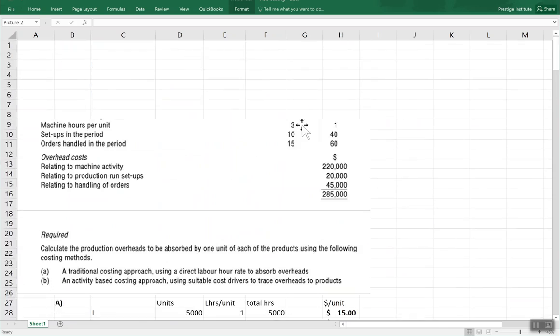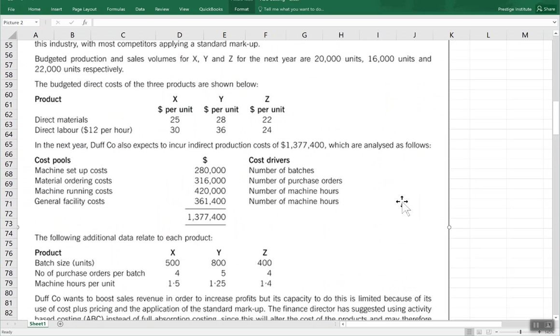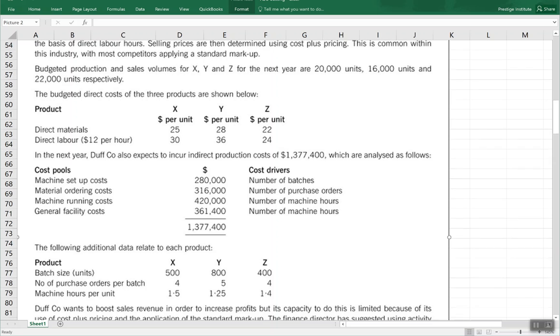I have another question here as well from the book. You can look at that. But for this video, I will only work on this comprehensive question.